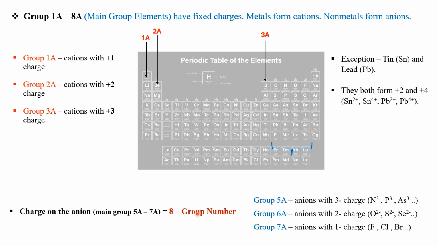Group 6: 8 minus 6 is 2, so a 2 minus charge for all group 6 non-metals: oxygen, sulfur, selenium, giving oxide, sulfide, selenide, with the IDE ending. Group 7: 8 minus 7 is 1. So all halogens, or group 7A non-metals, form a minus 1 charge: fluoride, chloride and bromide.